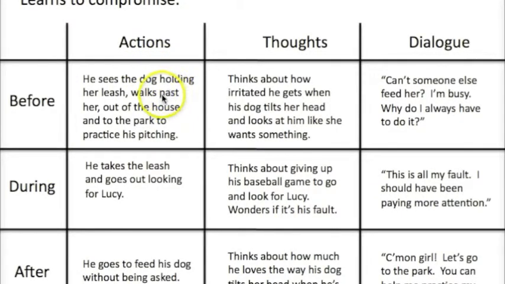So back here, this is just what I wrote in the chart. He sees the dog holding her leash. He walks past her out of the house into the park to practice his pitching. So I changed it a little bit there. He just keeps walking into the kitchen, but the bottom line is that he walks past her. And then the next one, these are thoughts, what's going on in his head internally. He's thinking about how irritated he gets when his dog tilts her head and looks at him like she wants something.